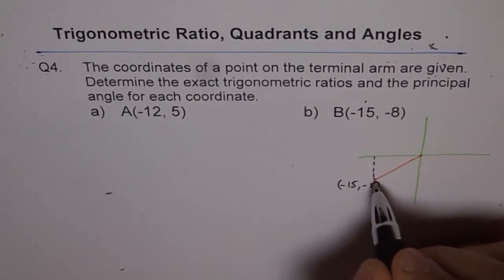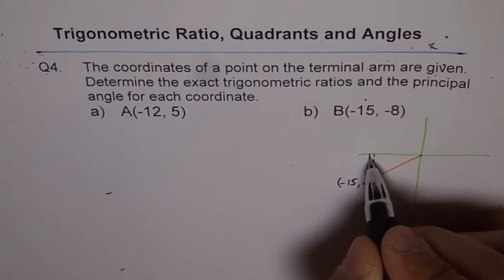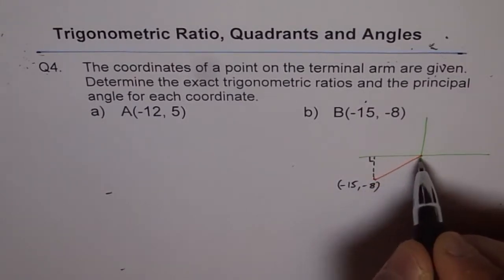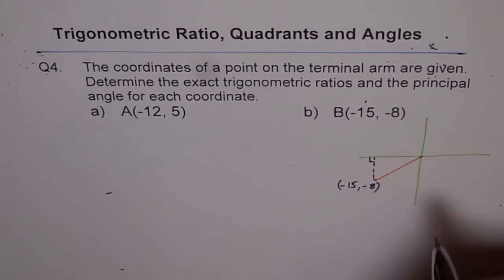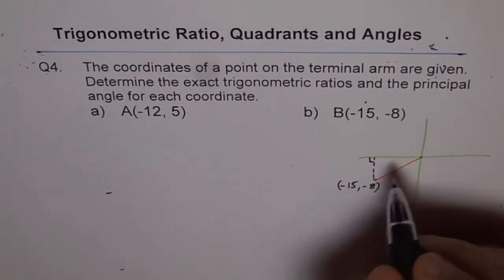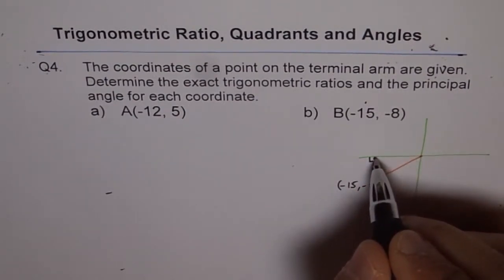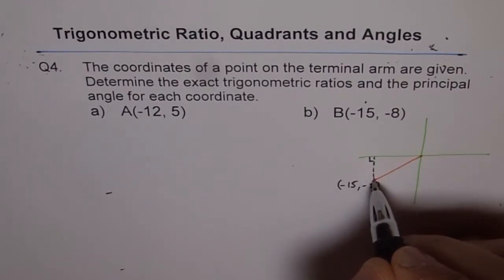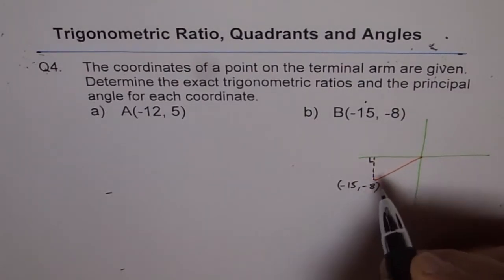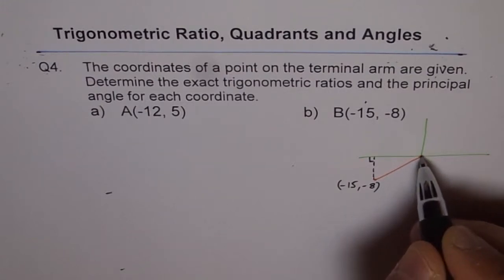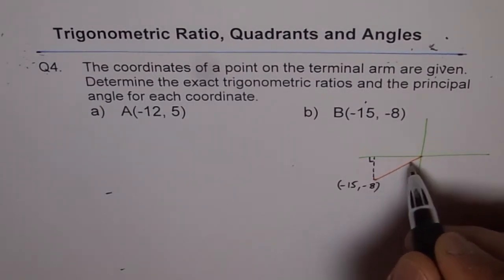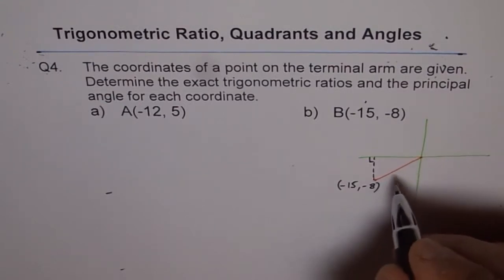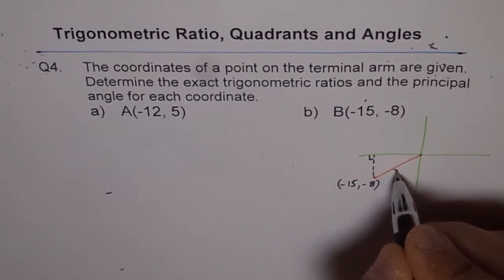Drop a perpendicular from the point to the horizontal axis. That is always to be done, and consider this triangle. Here minus 15 is the adjacent side, minus 8 is the height going downwards. We need to find the length of the terminal arm, the hypotenuse of this triangle, right? That is the first step to be done. So let's call this R.